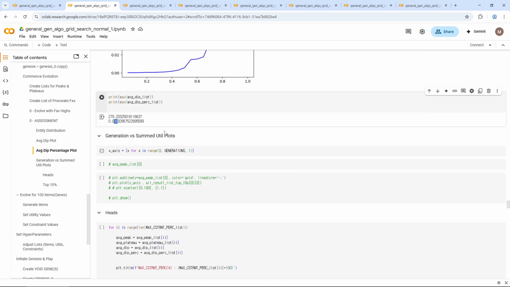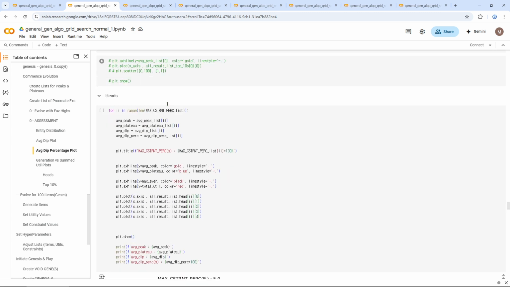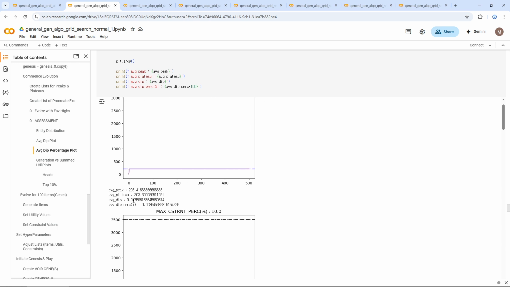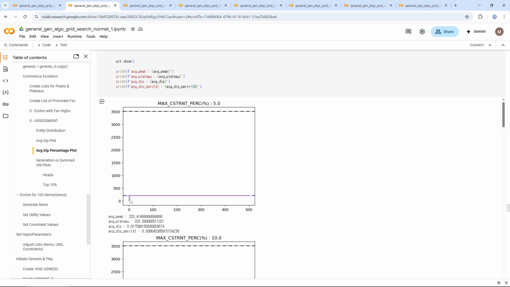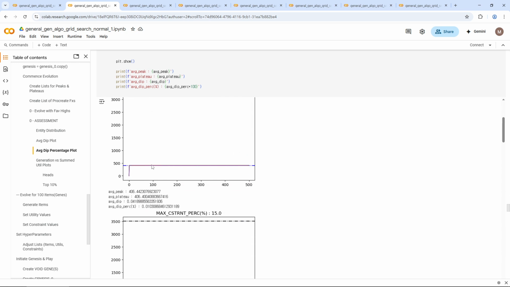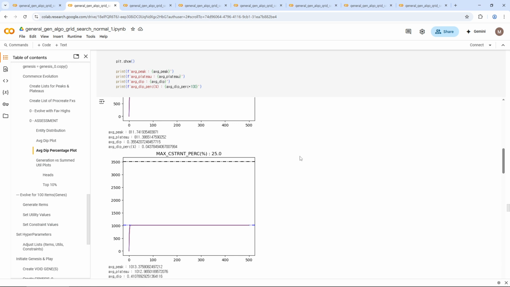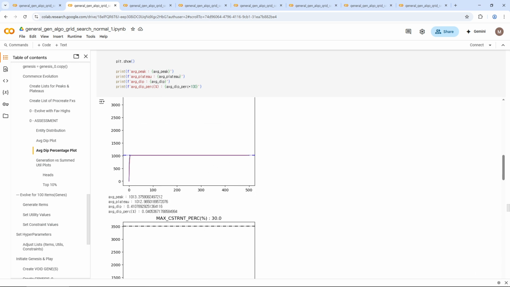And here are the generation to summed utility plots. First up, heads. So average dip, but anyway, at 5%, this is what happens. Nowhere near the maximum ever. At 10%, same. 15%, same. 20%, same. 25%, boring and same.